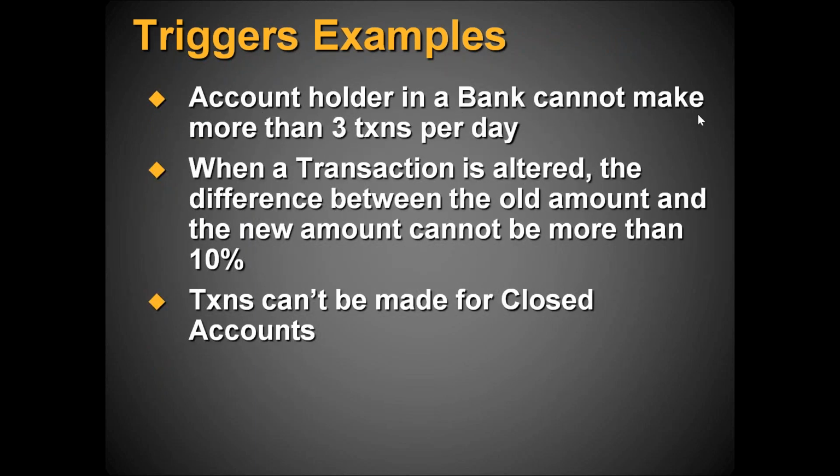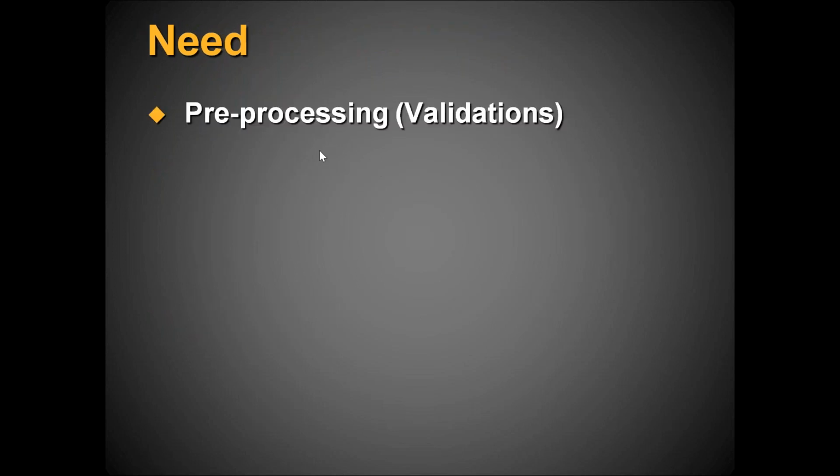An account holder in a bank cannot make more than 3 transactions per day. When a transaction is altered, the difference between the old amount and the new amount cannot be more than 10%. Transactions can't be made for closed accounts, right? That is right.